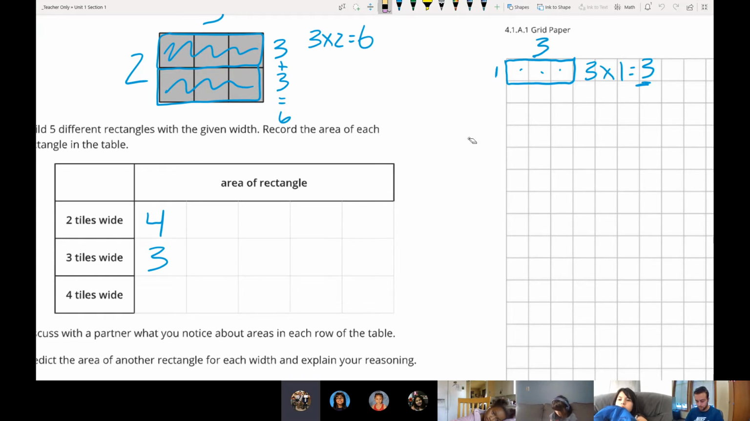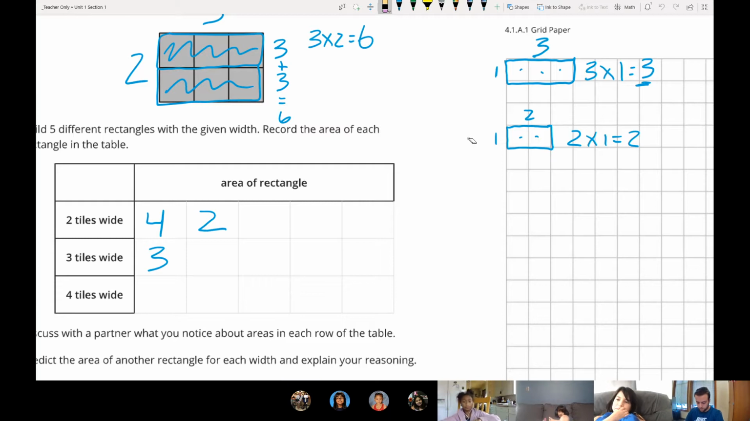And the next one, I did 2 tiles wide, and so I put 2. And then I put 1 times 1 equals 2. So you did 1 row? Yeah, like that. All right, so we have 1 there, 2 there. 2 times 1 to get our area equals? 2. Yep, so there are 2 there. I'll put 2 over here because there's 2 tiles wide. Go ahead and give me 1 more.